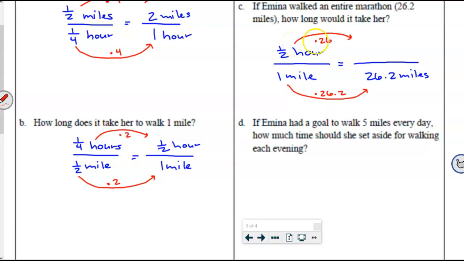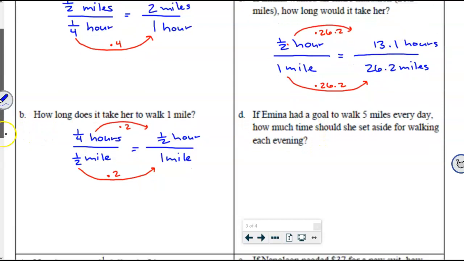I'm going to do the same thing up here. 26.2 times 1/2 of an hour ends up being 13.1 hours. It's a long time. I would not recommend walking a marathon, especially at that pace. That would be an all-day event, 13.1 hours.